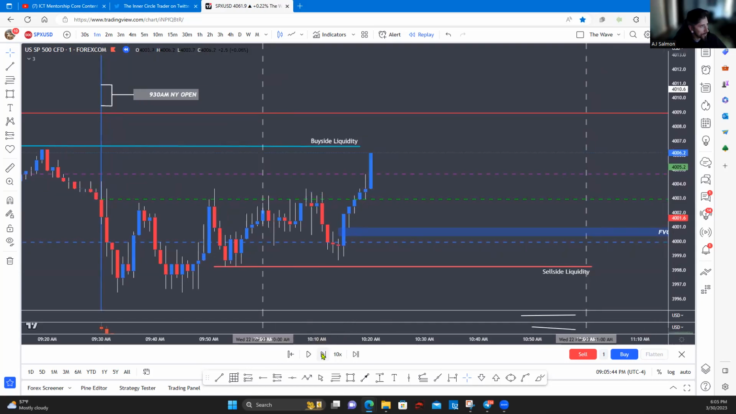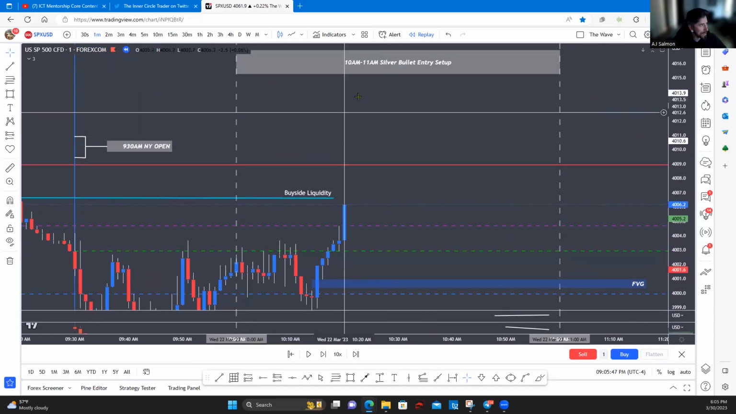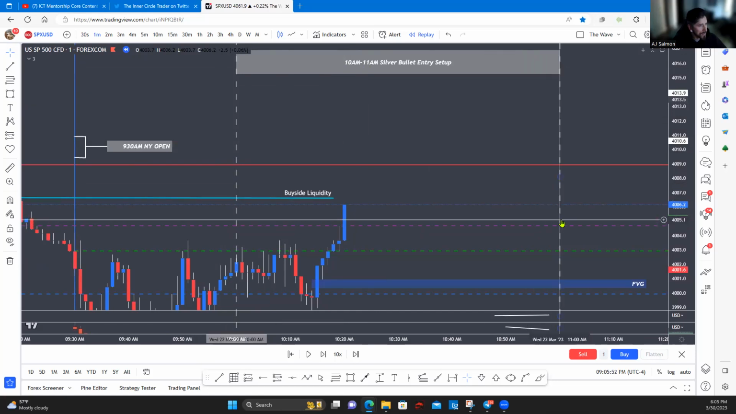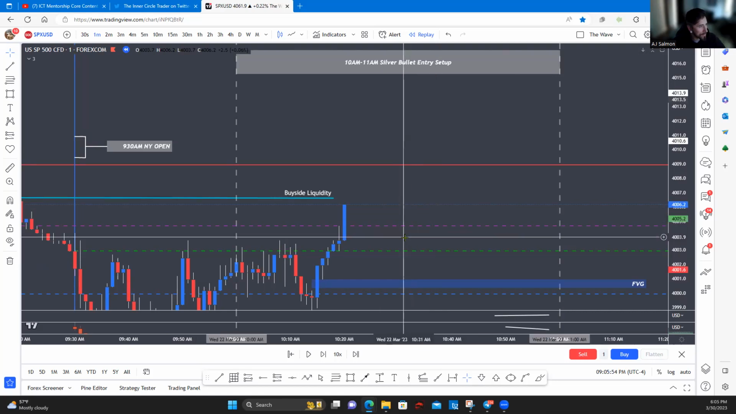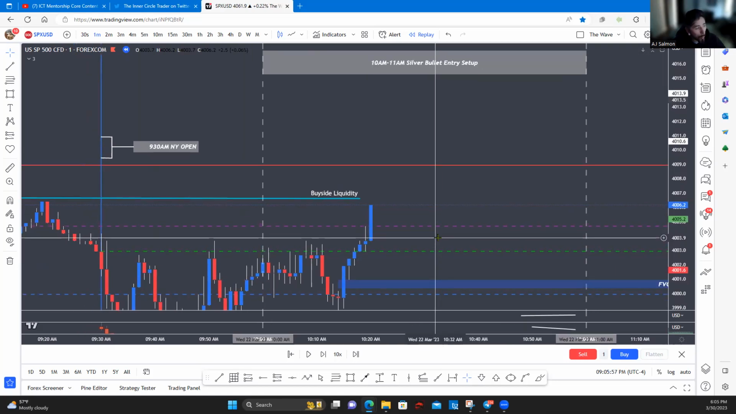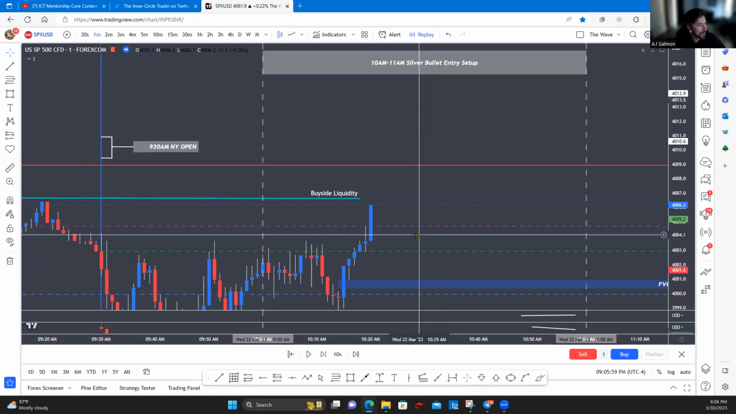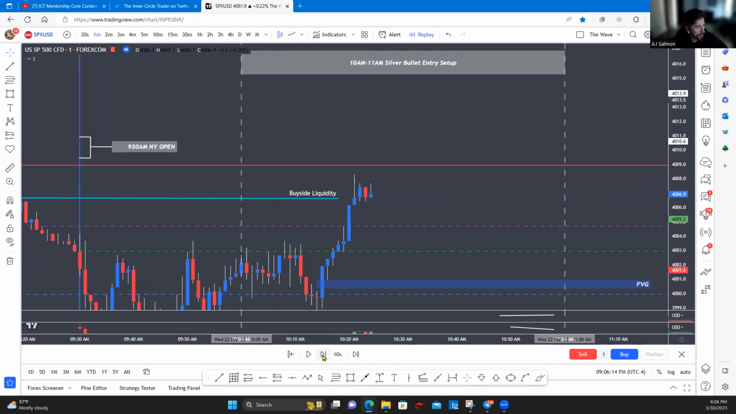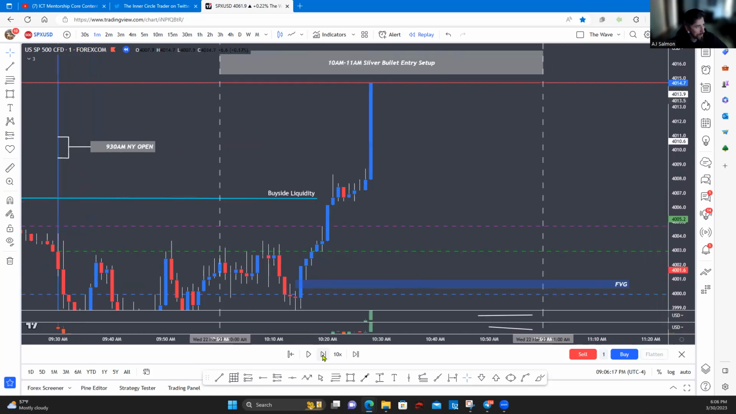So if we move price forward, we're actually inside that 10 a.m. to 11 a.m. entry window that I'm looking for my buy model or sell model that ICT teaches in the 2022 mentorship. So we move price forward here. You see buy side is taken. So we're waiting to see if we get a break of structure and shift with displacement. And we see a big push up to the upside.